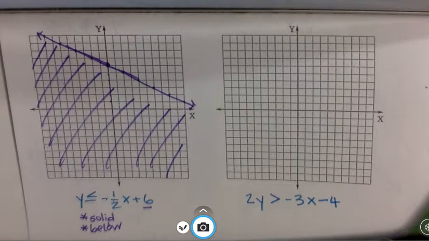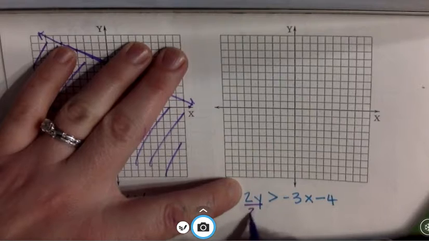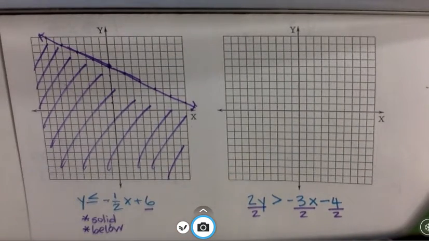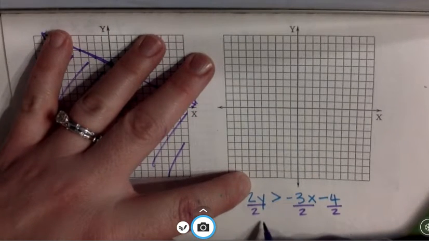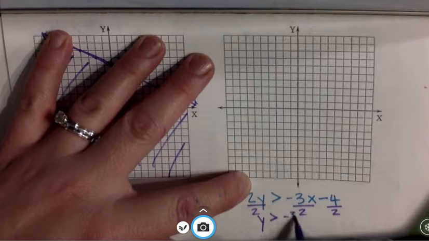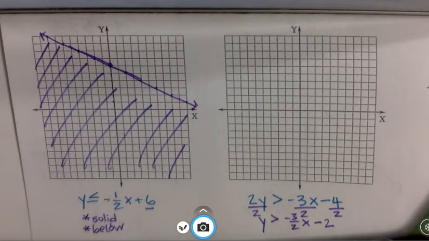I have 2y is greater than negative 3x minus 4. So I'm going to start out by dividing by 2 on everything. What's nice is I'm dividing by a positive number, so I don't actually have to change my inequality. So I get y is greater than negative 3 over 2 x minus 2. And now I can graph this one.